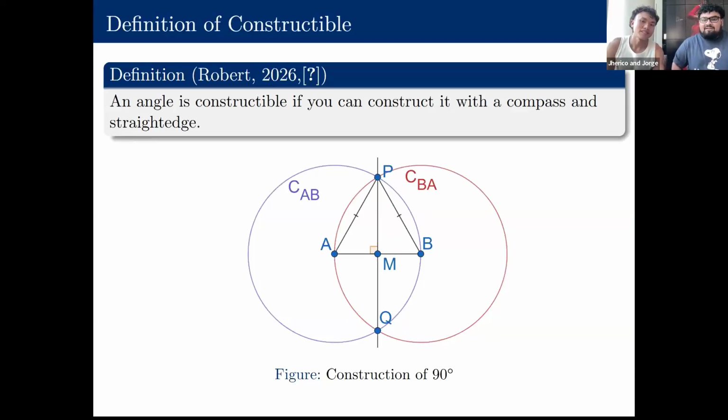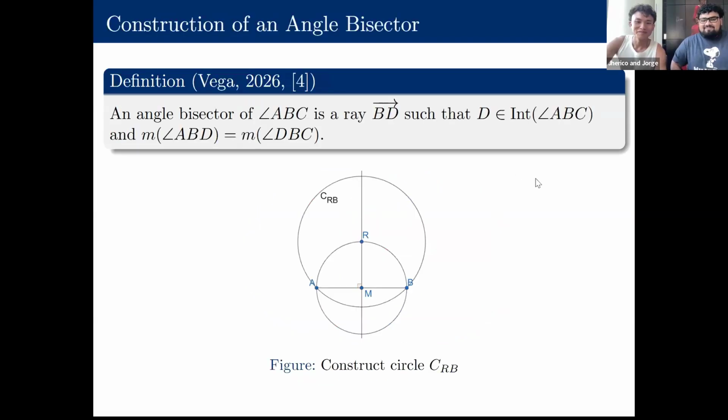All right, now we're going to define a constructible angle. An angle is constructible, similar to a constructible number, if we can construct it using a compass and straight edge. So for example, with the perpendicular bisector, we were able to construct the angle 90. So we know that 90 is a constructible angle. And so we're just going to recall what the definition of an angle bisector is from the book.